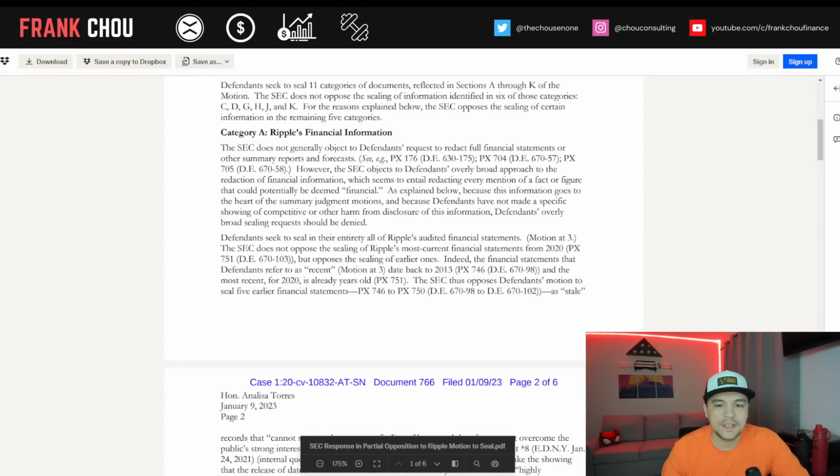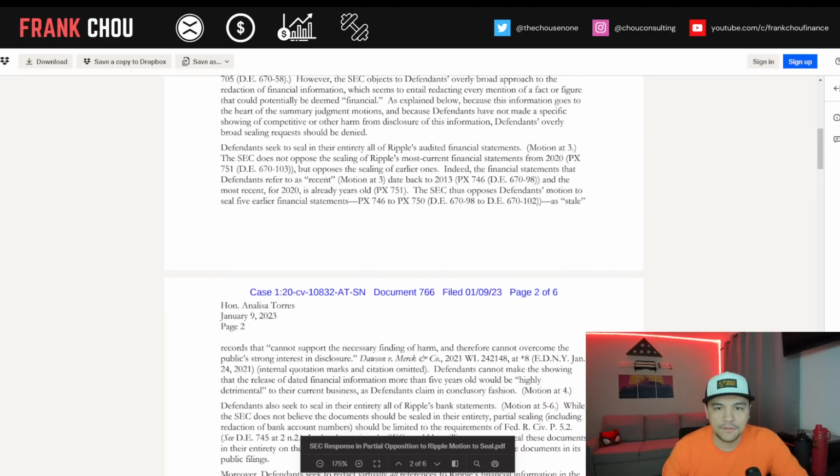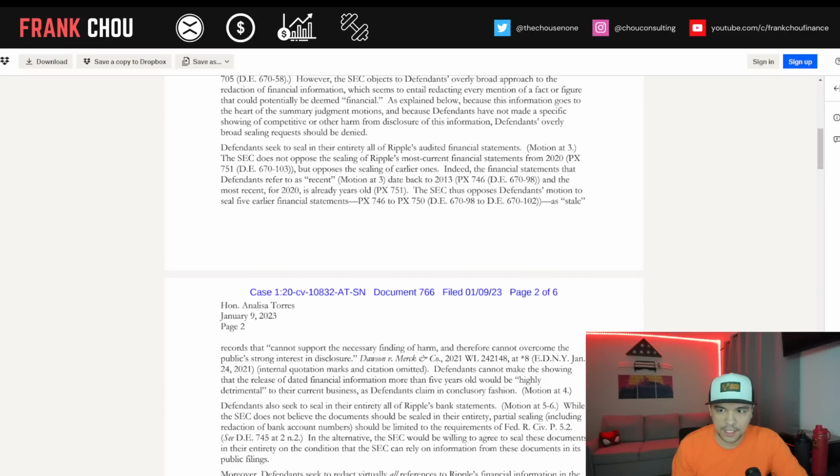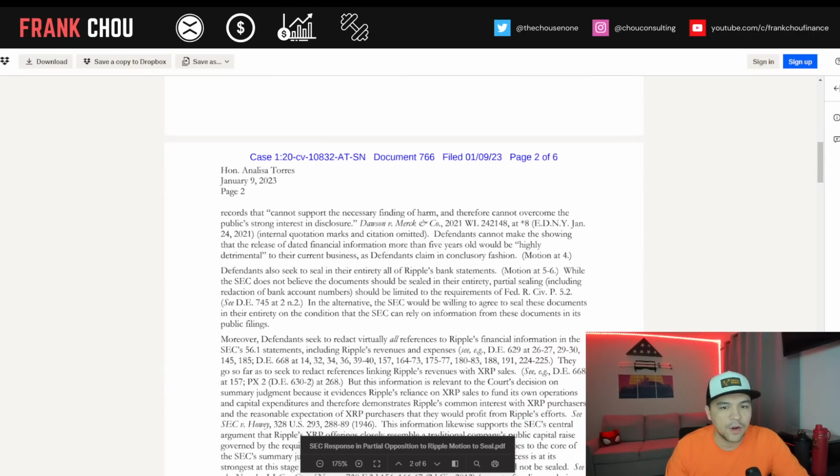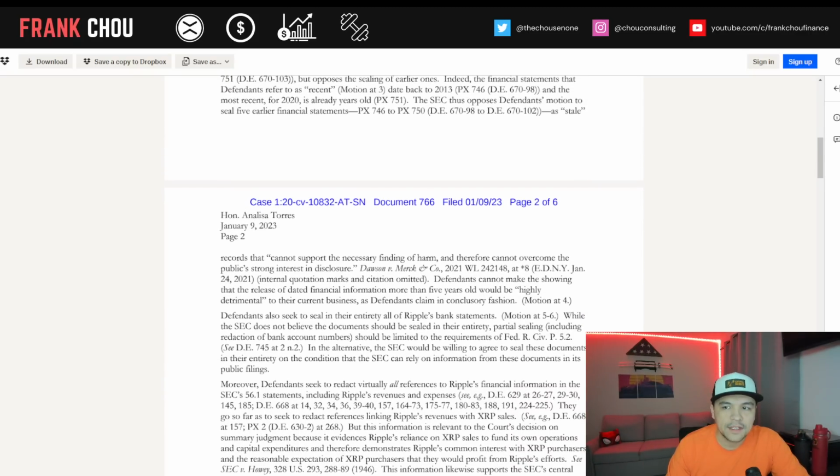The defendants seek to seal in their entirety all of Ripple's audited financial statements. The SEC does not oppose the sealing of most current financial statements from 2020, but opposes the sealing of earlier ones. Indeed, the recent statements defendants refer to as recent date back to 2013, and the most recent for 2020 is already years old. Thus, the SEC opposes the defendants' motion to seal 5 earlier financial statements, and they say stale records cannot support the necessary finding of harm, and they say cannot overcome the public's interest in disclosure.